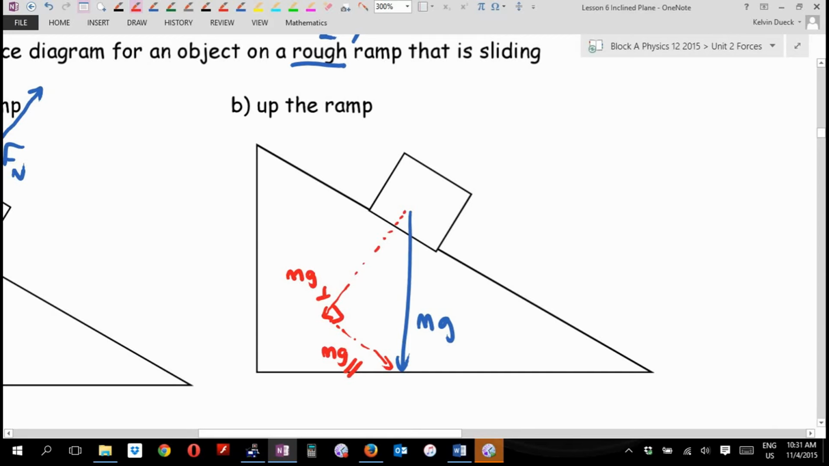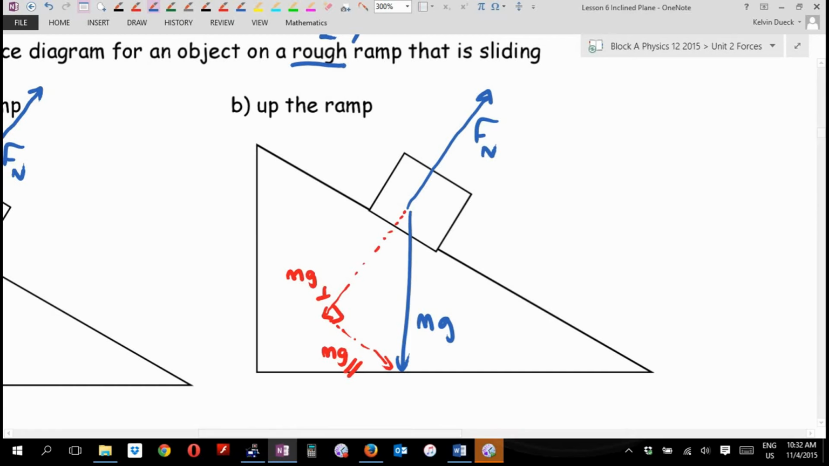Is this block sinking into the ground like quicksand? Kind of looks like it is. That's because I suck at drawing these. Is this block sinking into the ramp like quicksand? Let's pretend it's not. I couldn't get this little corner to line up to save my life, and I gave up after a while. So is it flying into the air like Superman? You know what? There has to be an equally sized force to mg perpendicular. Did I draw that a little long? I think I drew that a little bit long, didn't I? From here to here, probably about like that. That looks better.